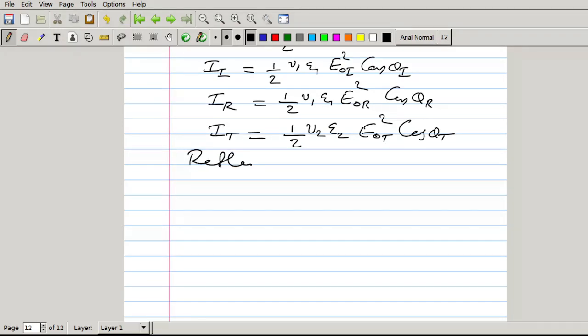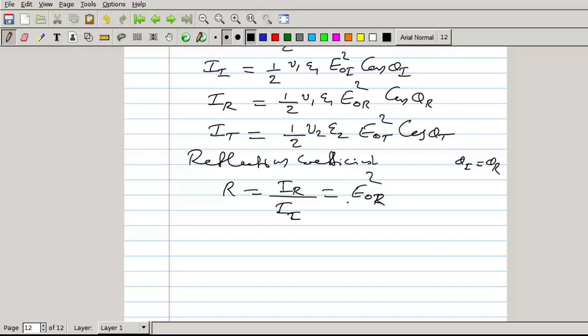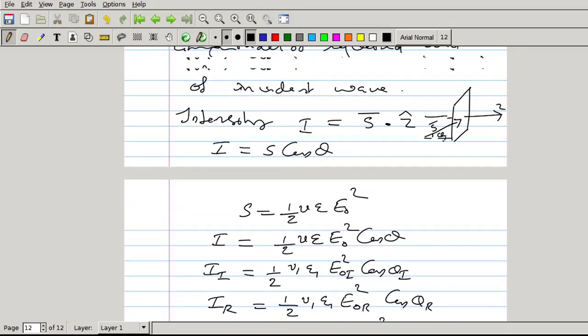The reflection coefficient R is equal to the intensity of the reflected wave by the intensity of the incident wave. When you take the ratio of these two, the epsilon and V1 will cancel, and cos theta R and cos theta I will cancel, since theta I is equal to theta R. So we will be having E0R square by E0I square. So we are having the reflection coefficient as E0R by E0I.